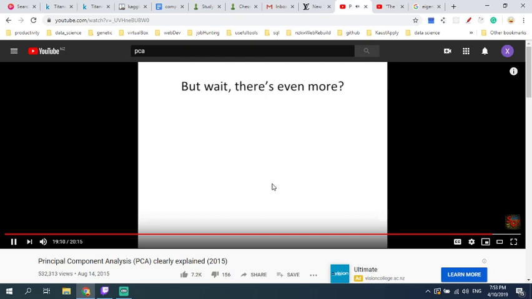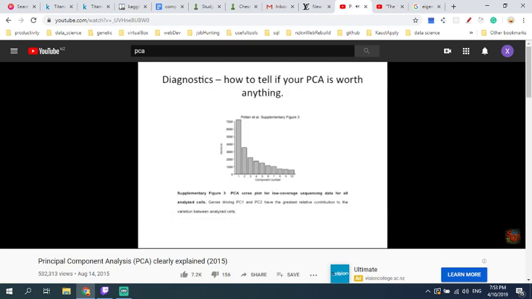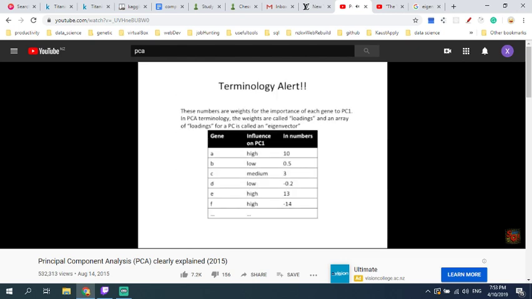But wait, there's even more? Yes, there's a couple diagnostics you can do if you're drawing your own PCA plot. These are ways you can tell if your PCA is actually worth anything. One diagnostic plot is called a scree plot, where you plot how much variation each principal component can account for. What you want to see in this diagnostic plot is that most of the variation is accounted for by the first two principal components.